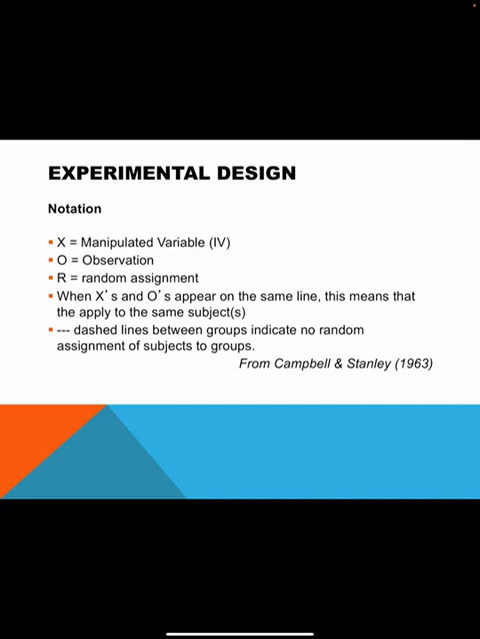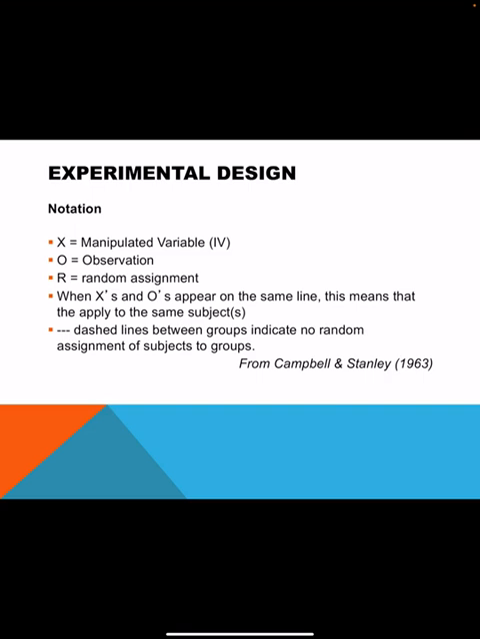An R equals random assignment. So when you see an R, it means that those groups were randomly assigned. And we've already talked, when we talked about sampling, and then just a couple of slides ago, how important it can be to randomly assign participants to groups. Another critical thing to know is when X's and O's appear on the same line, that means that they apply to the same subjects. And when you see dashed lines between groups, that indicates that there was no random assignment of groups.